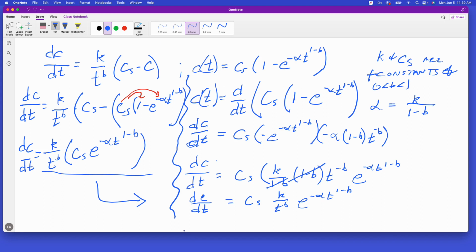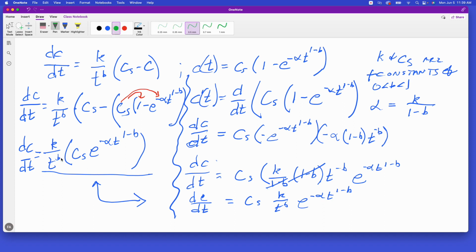Now, some of you may be like, they're not the same thing. Well, no, it's just a matter of rearranging the C sub s with the k and the k over t to the b. And there are different ways you could write this as well. This is not the only one. But now the question becomes, what does this really tell us about the function? Well, let's kind of decipher a few pieces here.